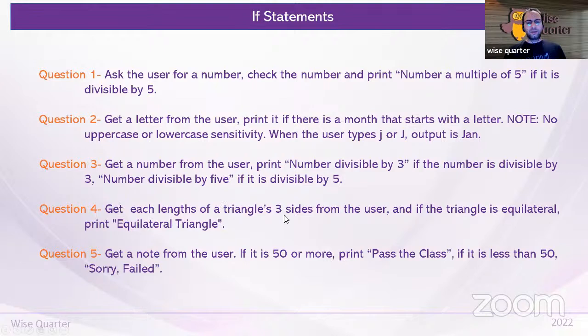Get the length of each of the 3 sides of a triangle from the user, and if the triangle is equilateral, print equilateral triangle. Of course, okay. We will get 3 sides from user. If they are equal, it means 3 sides are equal, and the name of the triangle is like this. That's all. What we are going to do, first we will copy the question.